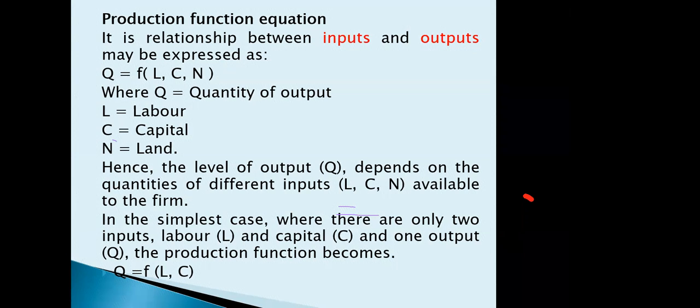Okay, and this production function is denoted by Q. So Q is a function of L. Q is called the production function, or it is the quantity of output. L is your labor, C is your capital, and N is considered as land. So production function is a function of land, capital, and labor. Hence, the level of output, that is the Q, depends on these quantities.